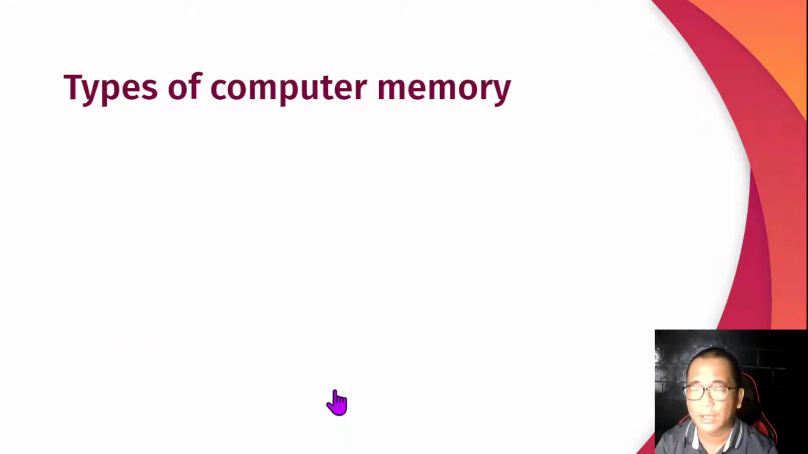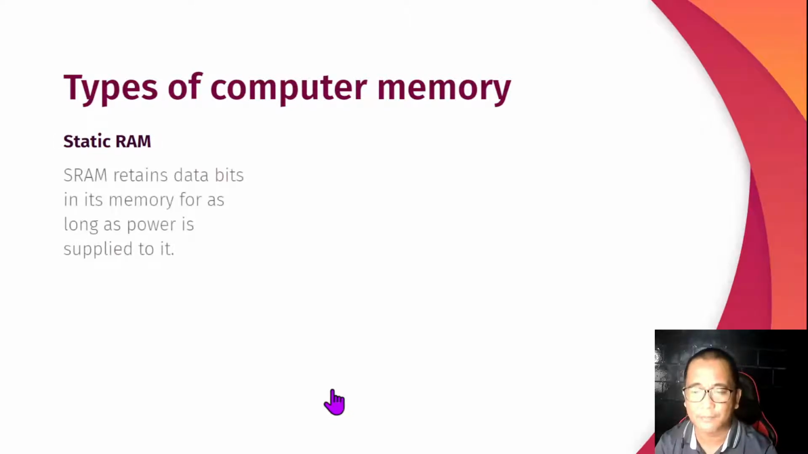The next one is what we call the static RAM. When we say static RAM, it retains the data bits in its memory for as long as the power is applied on it. So ito yung mga RAM na habang may kuryente, nandoon yung mga data na naka-store sa kanya. But when the computer shuts down, kung patay na ang computer, wala nang kuryente, nabubura din yung mga data na naka-store dito sa tinatawag nating static RAM.